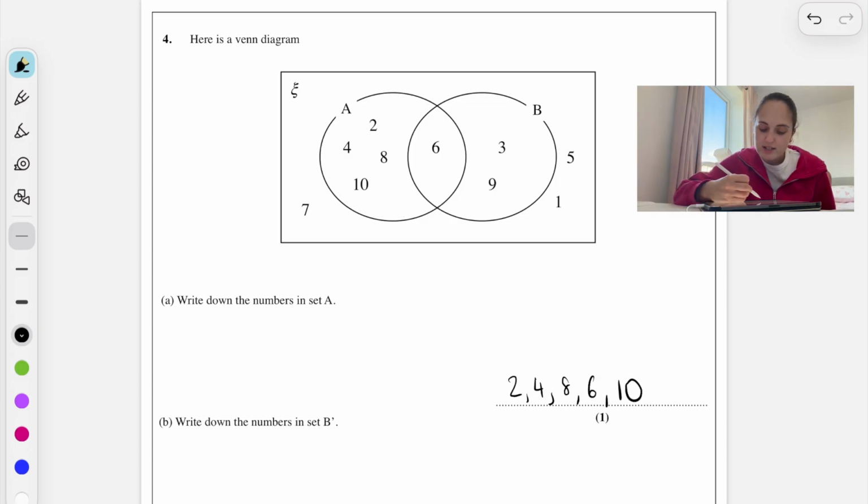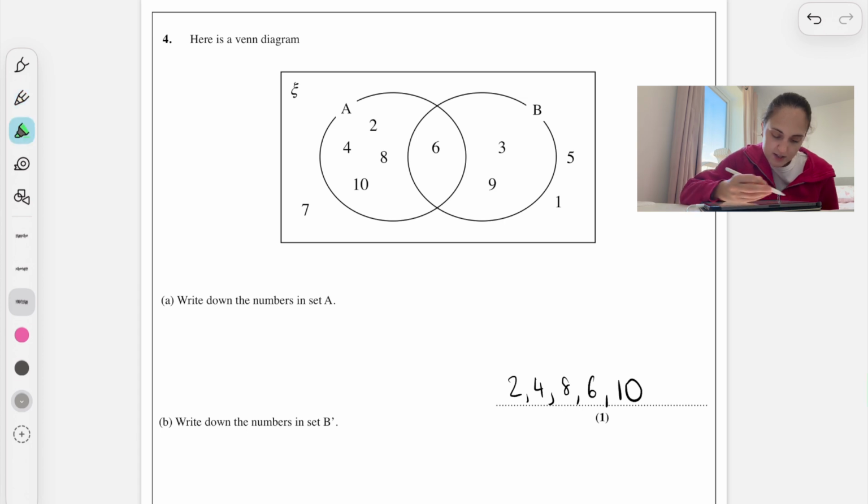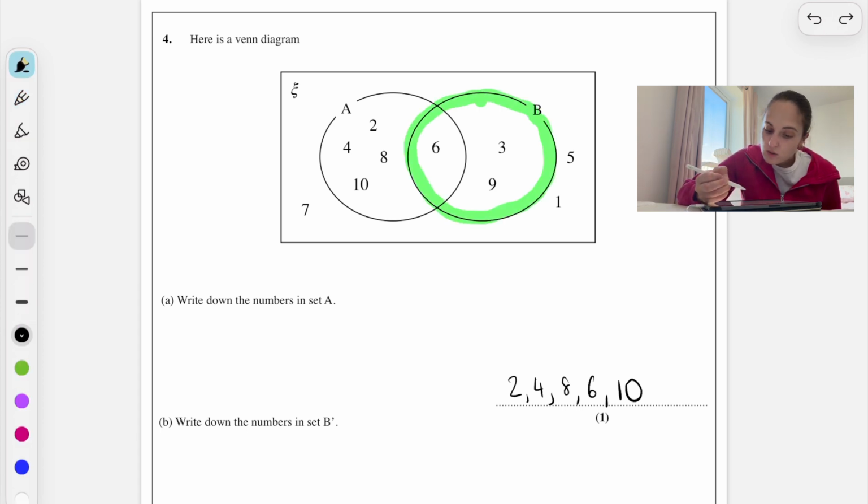Next question, it says write down the numbers in set B with an apostrophe. So B with an apostrophe again means not B. So if B is this entire circle here, all of the elements that are not in B are all of the elements that are not in that green circle. So we have 1, 2, 3, 4, 5, 6, 7. So it's going to be 7 over the total, and the total is 1, 2, 3, 4, 5, 6, 7, 8, 9, 10. So 7 over 10 is the answer.